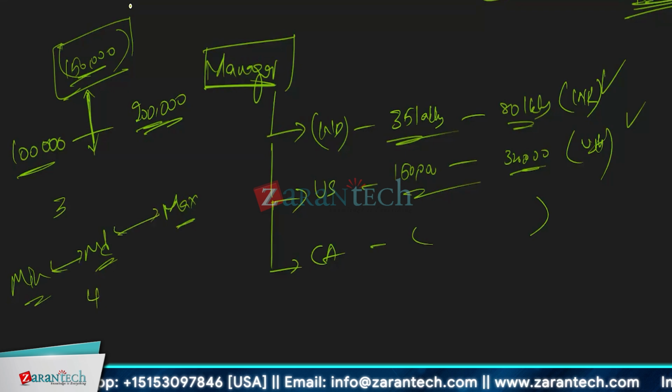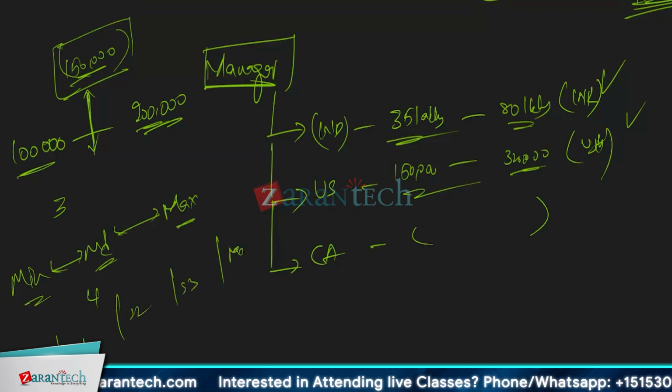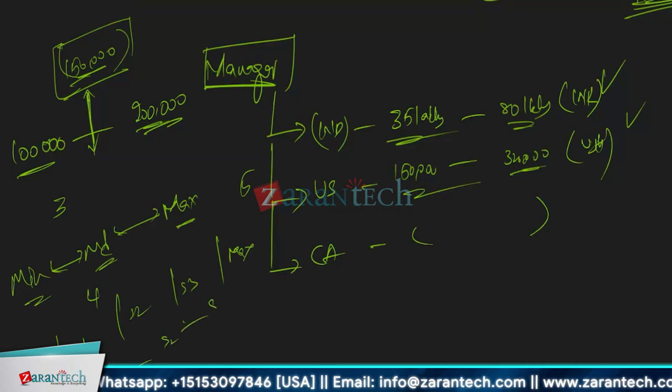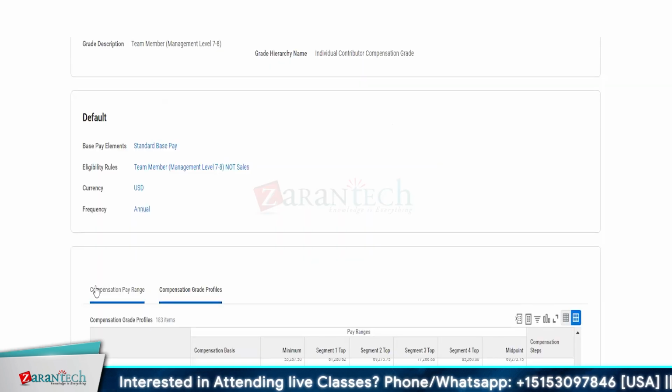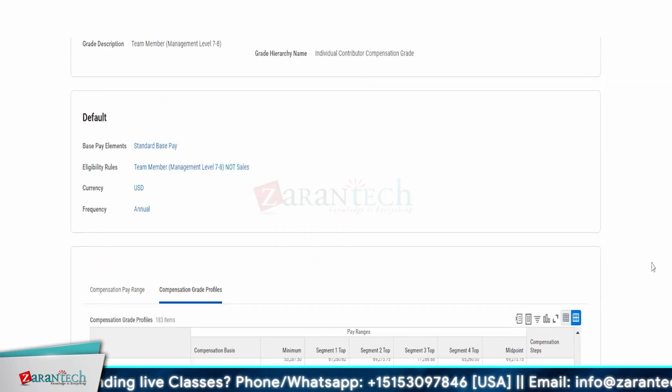If you're using four segments, then minimum, segment one, segment two, segment three, and max. If you're using five segments, minimum, segment one, segment two, segment three, segment four, and then max. Very few companies use five, most companies use four. Make sense? Now, an important thing.